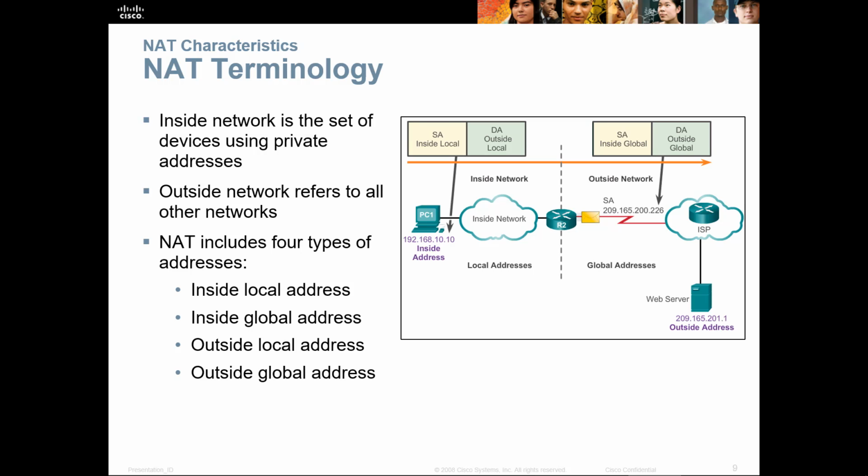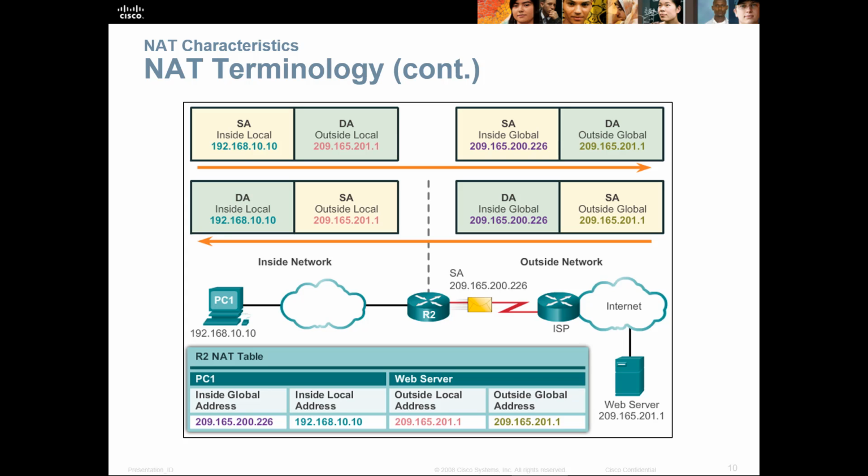So again, a local address is any address that appears on the inside portion of the network, versus a global address, which is any address that appears on the outside portion of the network. Alright, so let's look at an example of this.